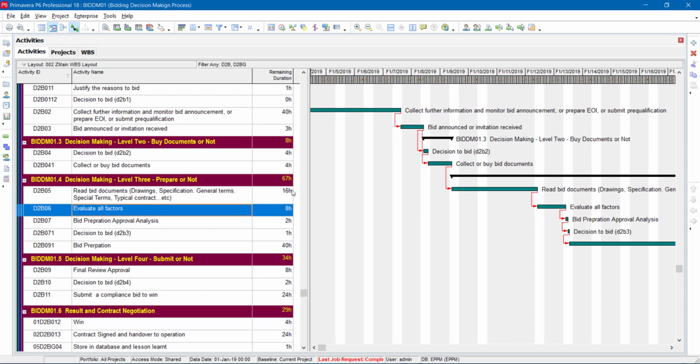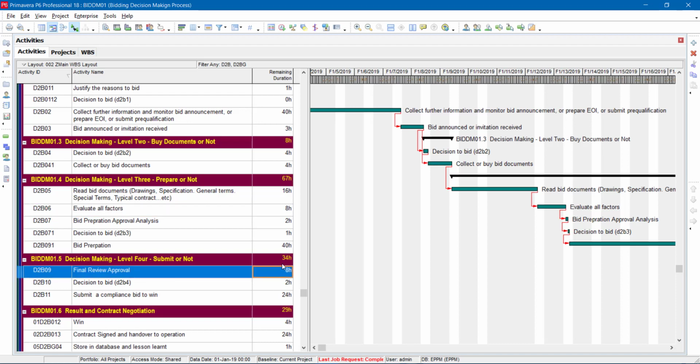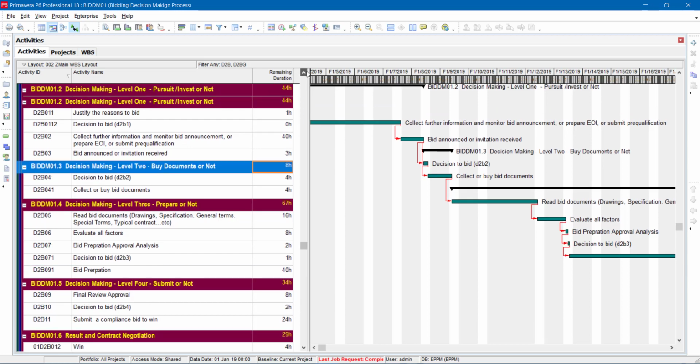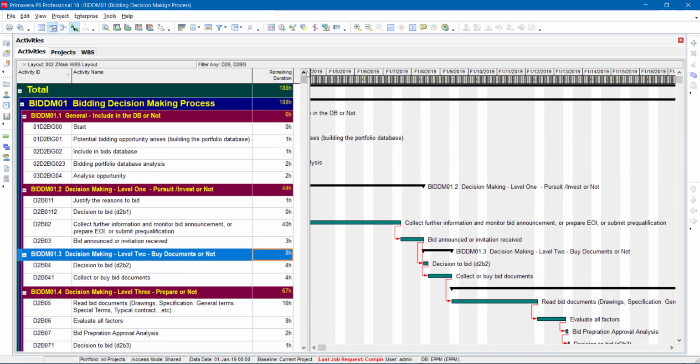If you see here, the process for decision making is 34 hours, 29 hours, 67 hours, 8 hours only, and this is for decision to bid. And 6 hours here and 44 hours here, without the decision not to bid. I want you to notice this 67 hours and 8 hours and 44 hours.